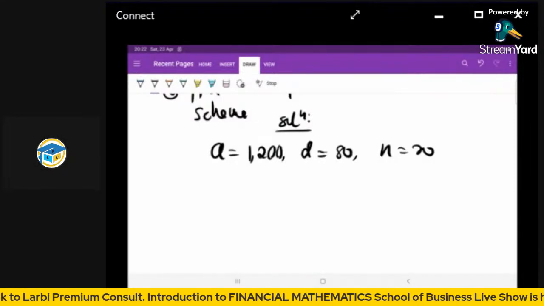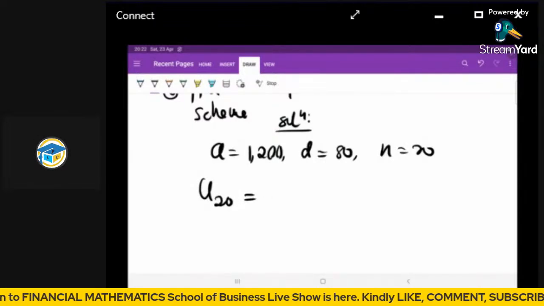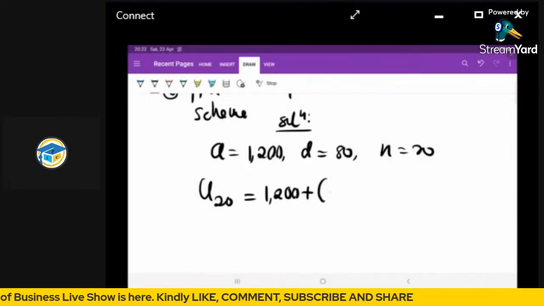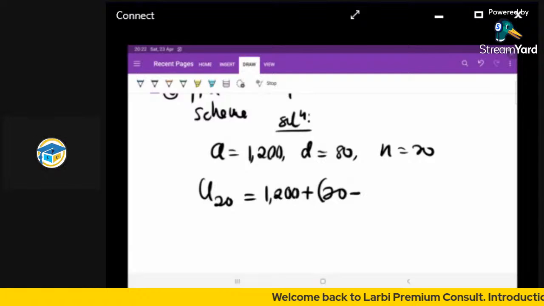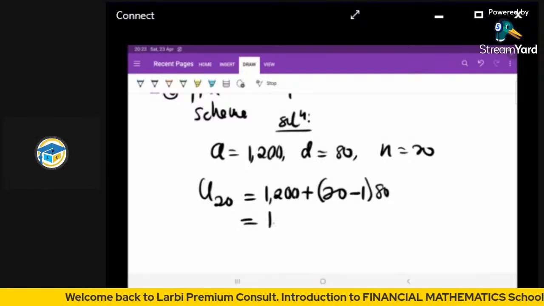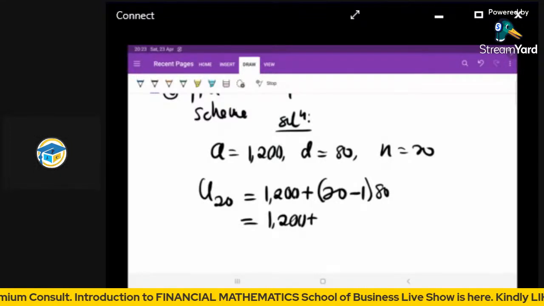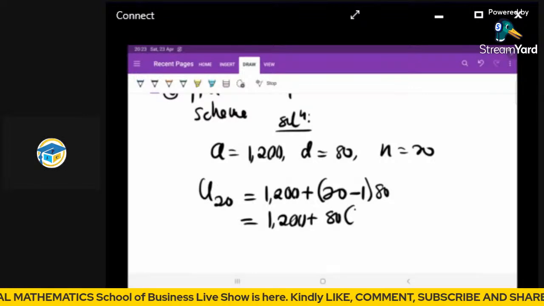So U20 is going to give us 1,200 plus (n minus 1), where n is 20, multiplied by d, which is 80. So here we have 1,200 plus 80 into bracket 19, since 20 minus 1 gives us 19.